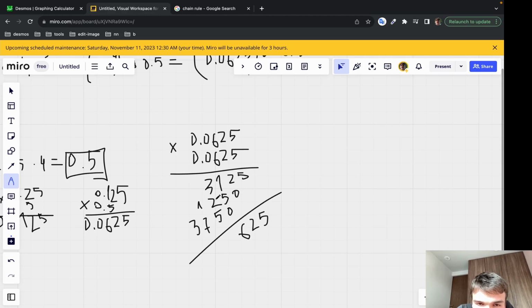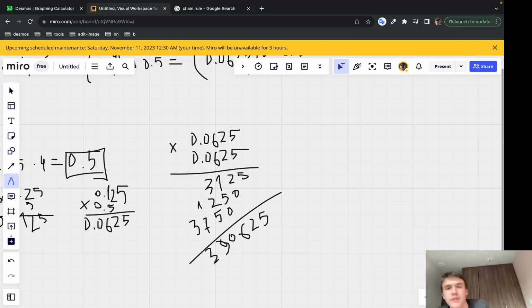Then 3 plus 2, and then it's going to be 5, 10, 0, and then 9, and then 3. Well, something is wrong here. I think I did something wrong with this.